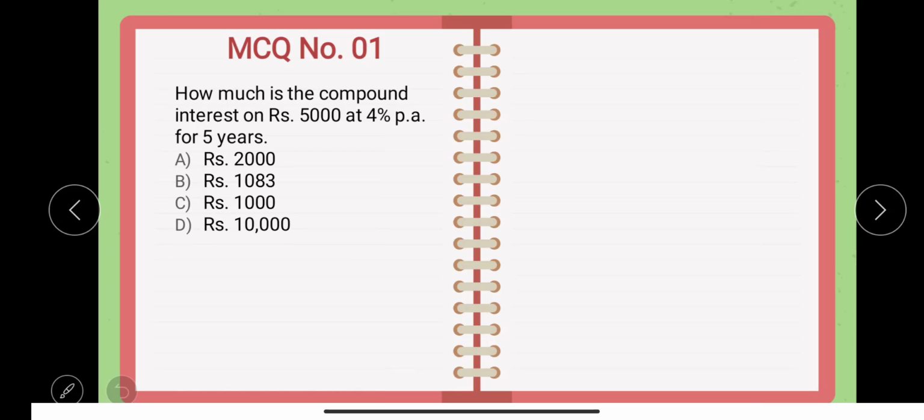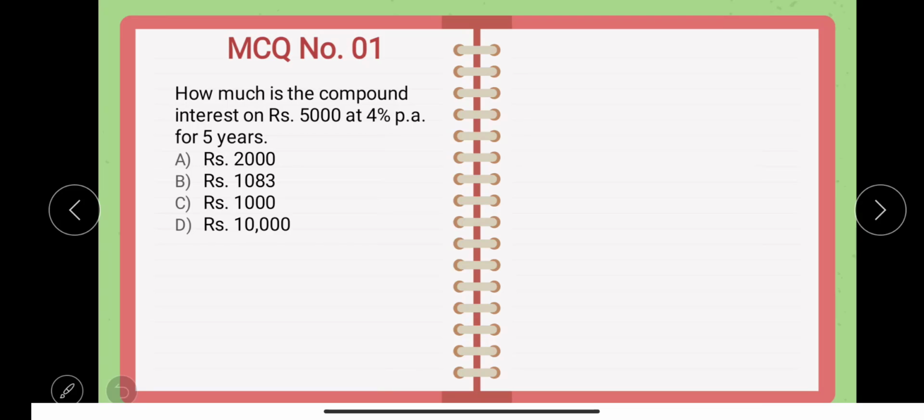So here what is the question? How much is the compound interest? Here you have to calculate the compound interest. You have to do more practice, you have to solve more examples on it, so it will give you excellence. You have to study the formula, understand the formula and solve more examples on it, so it will be very easy to give the answer to this question.